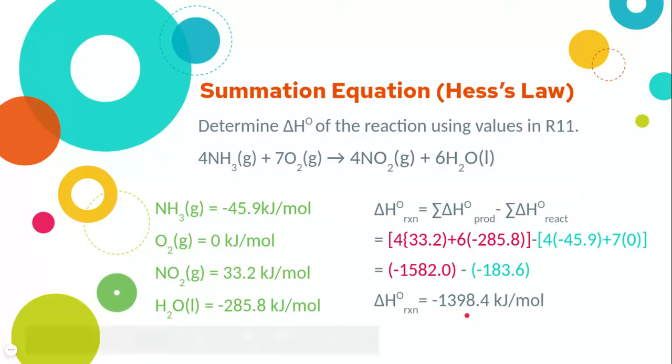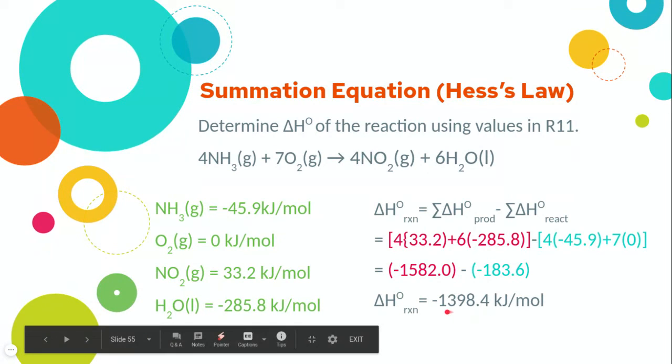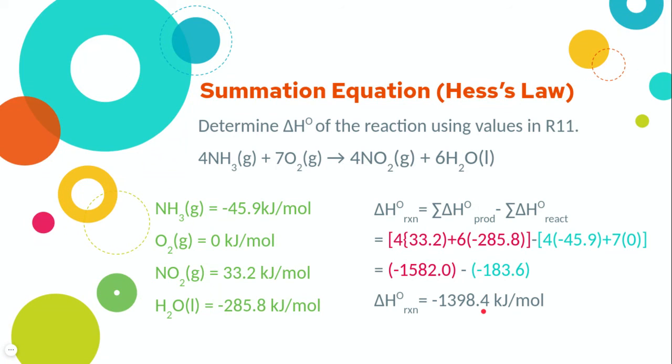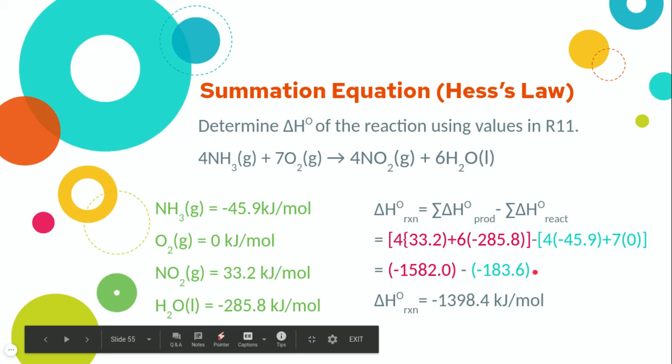Now, the reason we have this number of sig figs is because we are using the number with the fewest number of decimal places. Both of these have 1 decimal place to their value, so that means we have to have 1 decimal place to our answer.